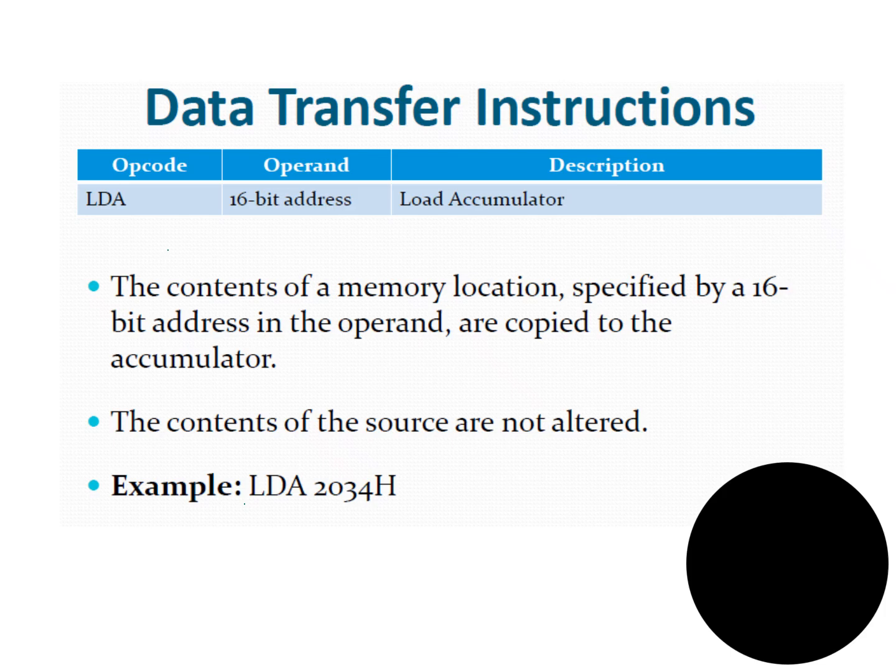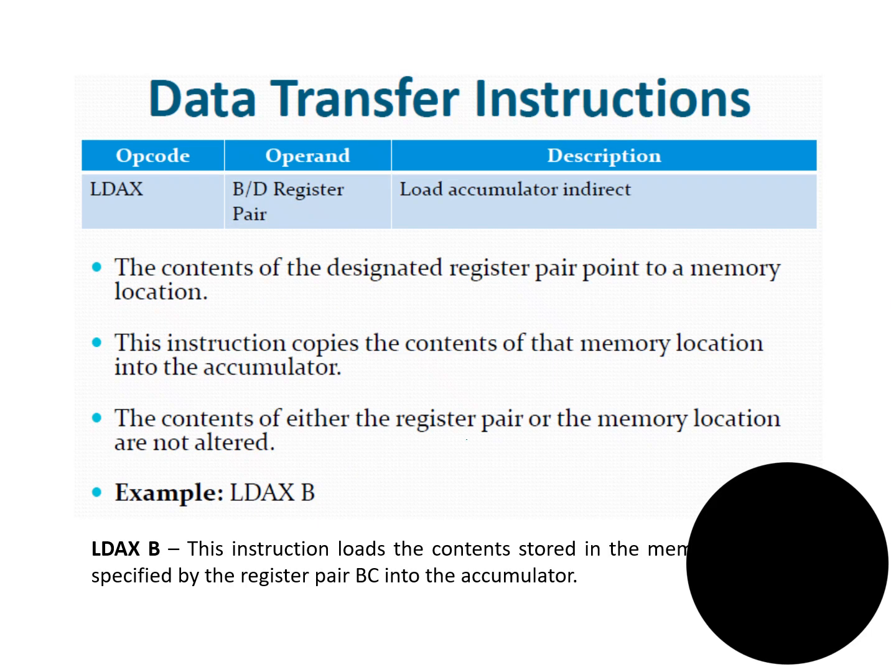LDA is used to get the data from the memory location into the accumulator. So that is the concept of loading the data from the memory to the accumulator. This is an example: LDA 2034 means that from this memory address, your 8-bit data will be loaded into the accumulator. So that is the concept of the LDA instruction.